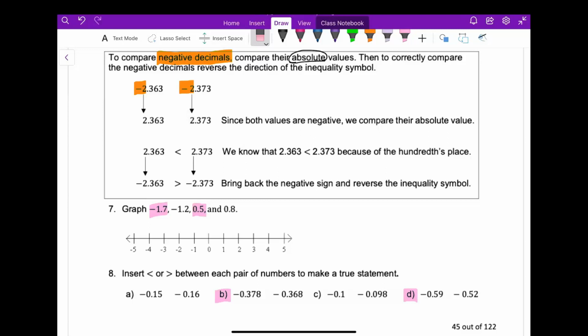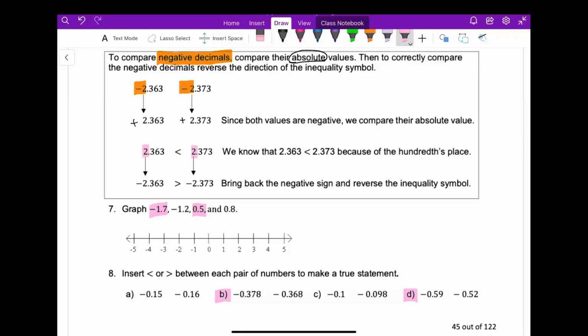It says, then to correctly compare the negative decimals, reverse the direction of the inequality symbol. Because we're ignoring the negative, we're going to take that into consideration at the end. So first thing we notice is, okay, they're both negative. Then we make them into positive numbers. That's what it means to compare their absolute values.